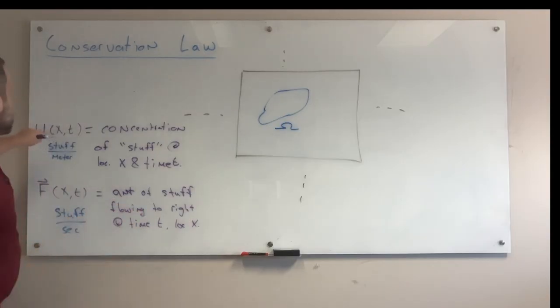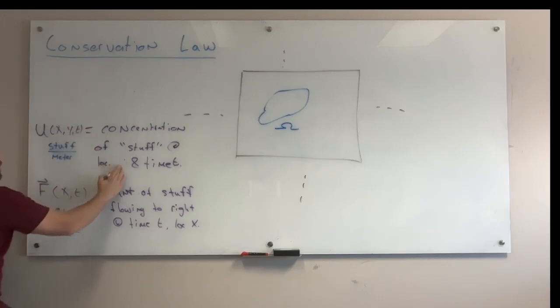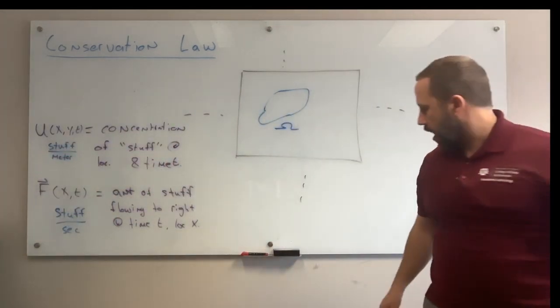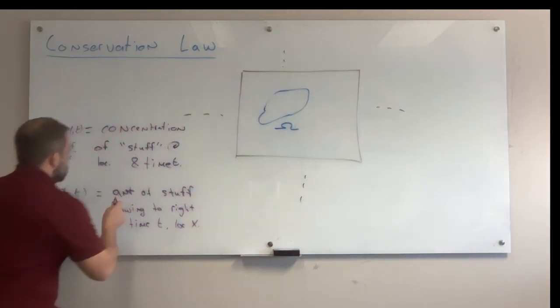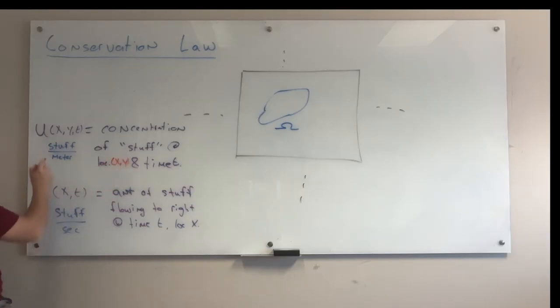Now the things over here are going to stay largely the same. U of x, t is now going to be U of x, y, t. So it's going to be the concentration of stuff at location x, y. Maybe I can write that in red so you can track where the changes are happening. Here it is, location at x, y. And the units are going to be stuff per meter squared.